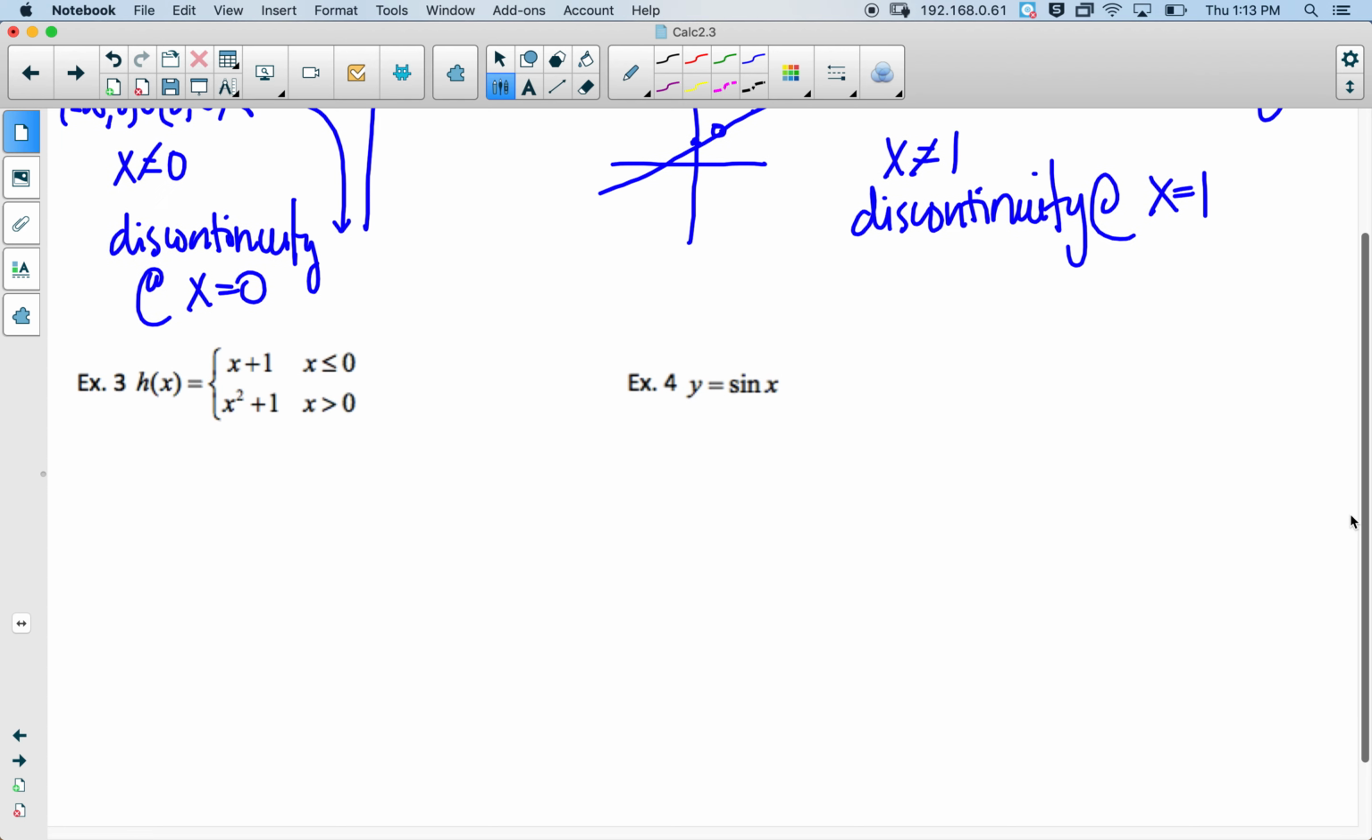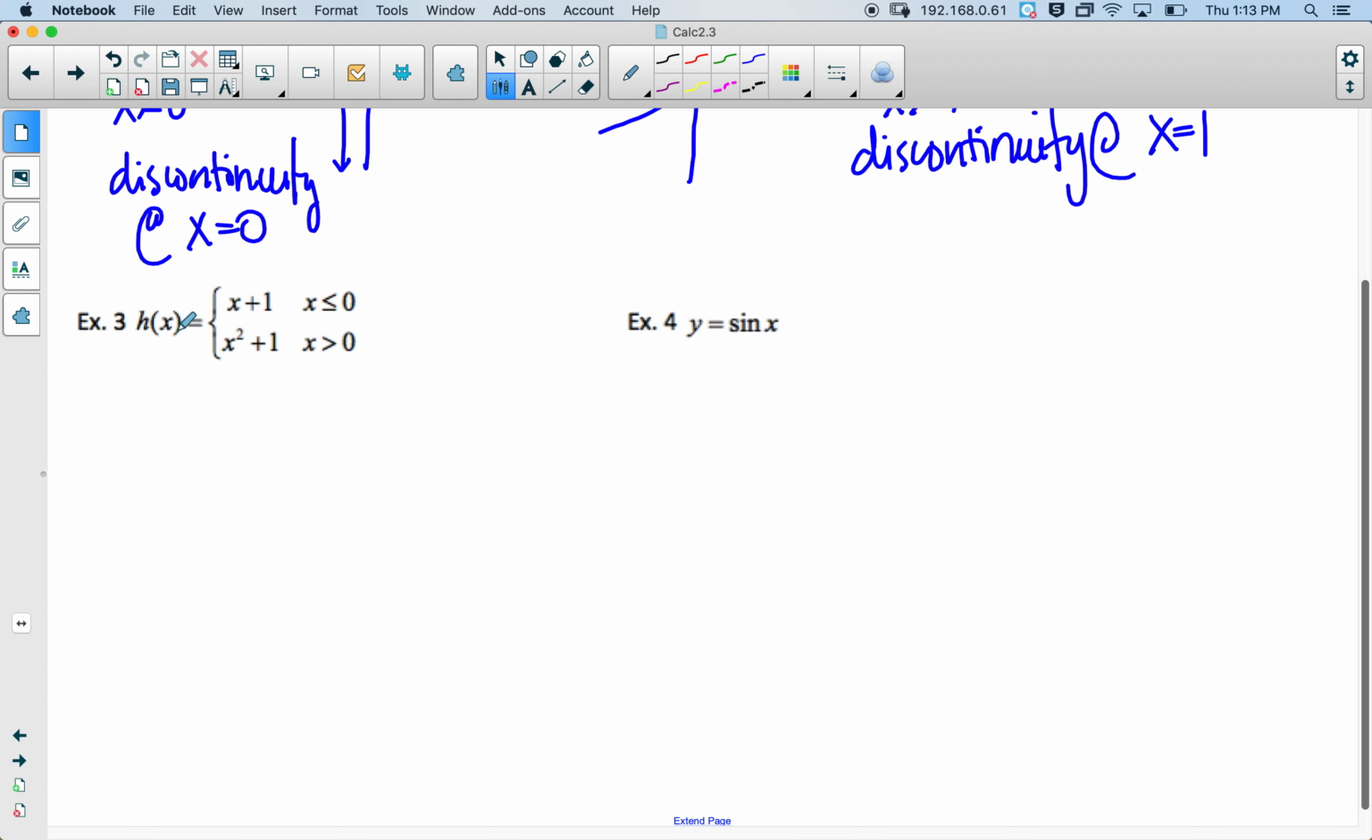Okay, let's take a look at these two examples. H of x is equal to x plus 1 when x is less than or equal to 0. So let's go ahead and draw that part out. So when x equals 0, h of x is equal to 1. So we have a point at 0, 1. And that's going to be a closed circle because it's equal to. And then that's just a line with a slope of 1.